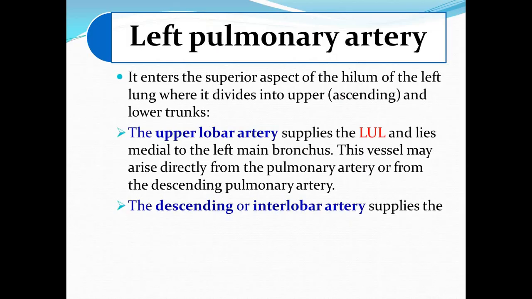The left pulmonary artery enters the superior aspect of the hilum of the left lung, dividing into the upper segment, which is the upper lobar artery, and the lower part, which is the lower or the descending or interlobar artery. The upper lobar artery supplies the left upper lobe and lies medial to the left main bronchus. Sometimes it may arise directly from the pulmonary artery or from the descending pulmonary artery.